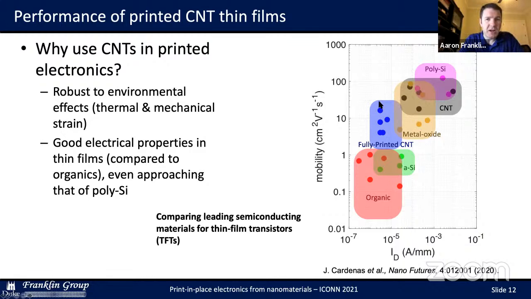And that's the blue dots that you see here, where organic semiconductors, which have been studied for decades for printed electronics, and amorphous silicon, which is not really even printable in the same fashion, are an order of magnitude or so lower than these printed nanotube films.